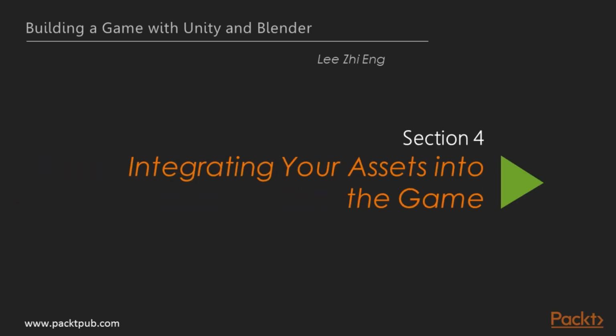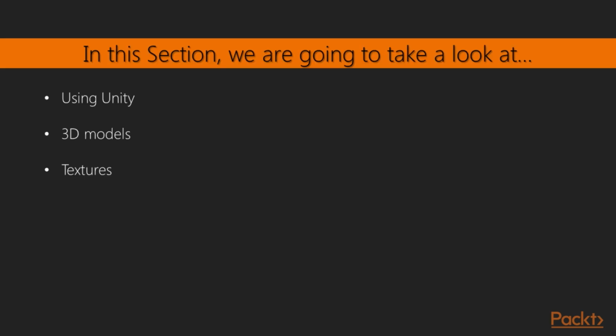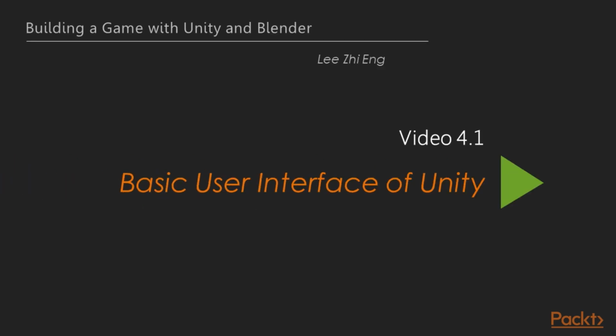Hi, and welcome to a new section, integrating your assets into the game. In this section, we will learn how to use software named Unity, which is used to develop games. We will learn how to import the 3D models that we built in Blender, as well as the textures that we created earlier, into Unity. After this, we will put everything together to form a level. Now we move on to the first video of this section that deals with basic user interface of Unity.